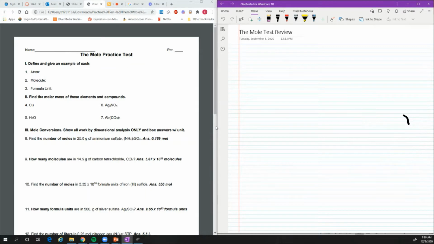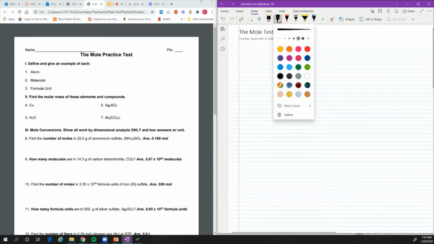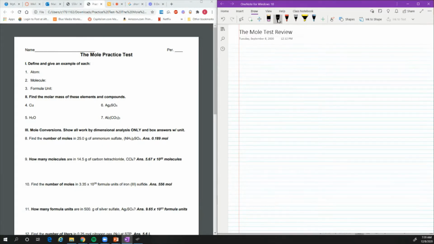Let's go into a simple one. We're just trying to figure out the molar mass of elements and compounds. So I'm just going to do number 7 because it's the hardest one. And if you can get number 7, you can get all of them. All right, number 7, find the molar mass.